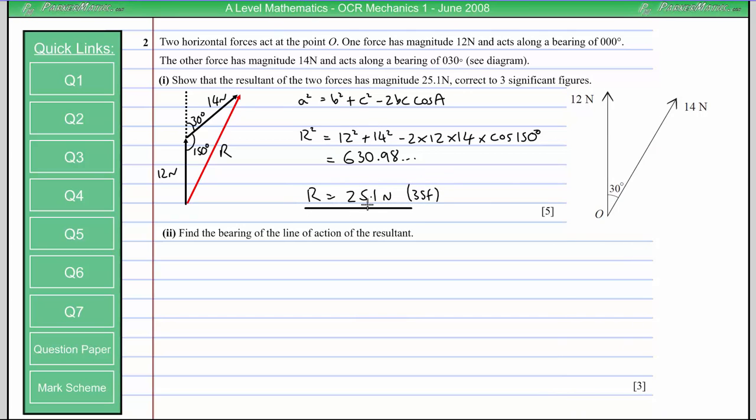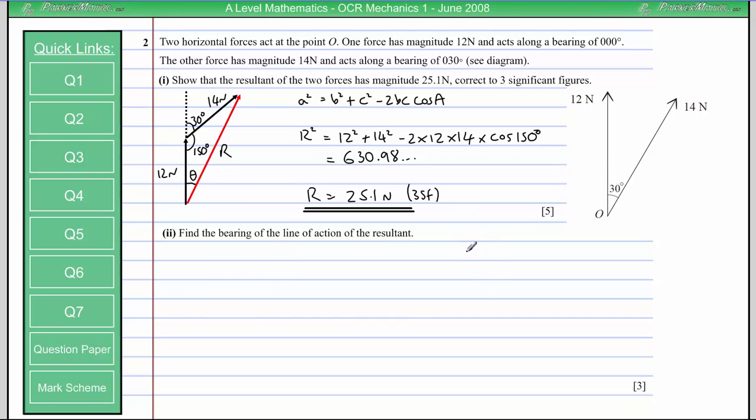In part 2, I need to find the bearing of the line of action of the resultant. All that's asking me to do is find the angle between the resultant force and north, which is shown here on the diagram. So I'm trying to find this angle in here, which I'll label as theta.